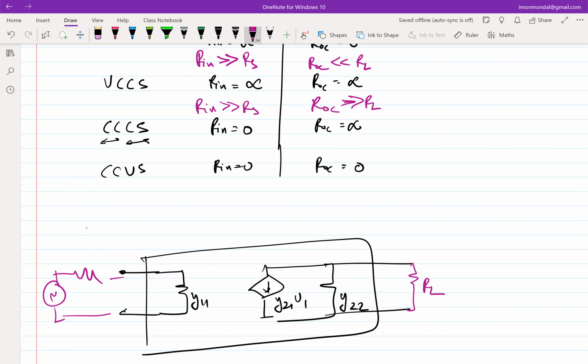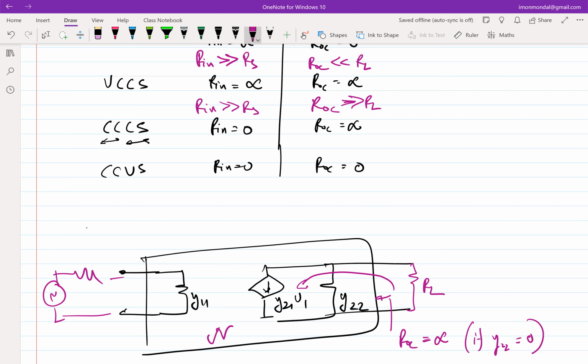Right? So if all this output current had to be drawn from RL, or negative current flown into RL, then what was the condition of Y22? It should have been 0. That is equivalent to saying that this network N, not including RL obviously, should have an infinite output impedance. If Y22 is 0, the output impedance ROC will be infinity.